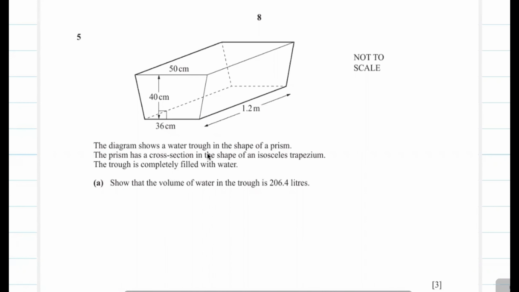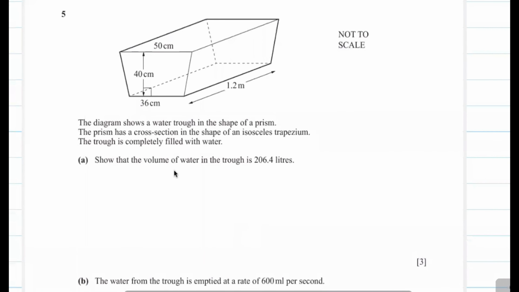Question 5. The diagram shows a water trough in the shape of a prism. The prism has a cross section in the shape of an isosceles trapezium. The trough is completely filled with water. Show that the volume of water in the trough is 206.4 liters.